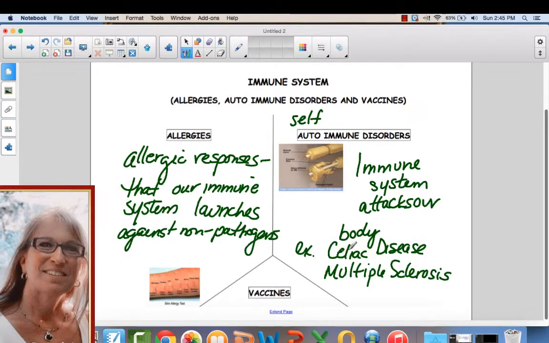So celiac disease is affecting a lot of people these days. It's when foods that contain gluten, your body perceives the gluten to be a pathogen and launches an immune response against it, and you can get really, really sick from it. Multiple sclerosis is a different kind of disorder in which the body launches an immune response against your central nervous system, and it can affect your nerves and your spinal cord.